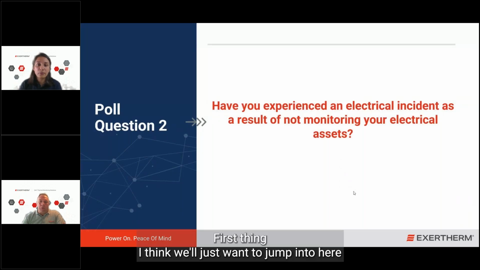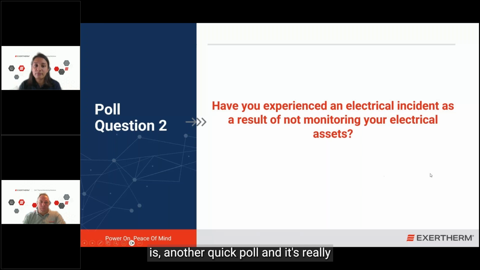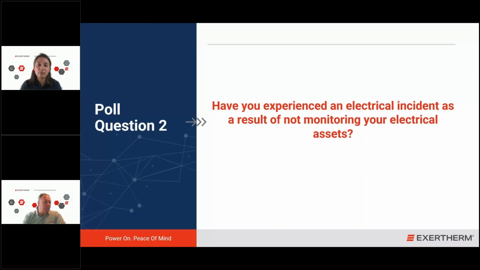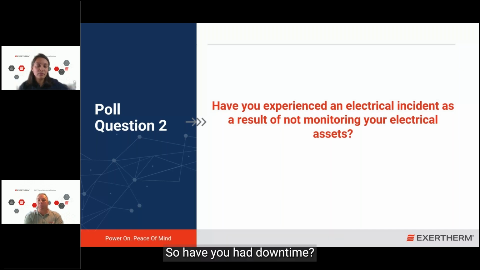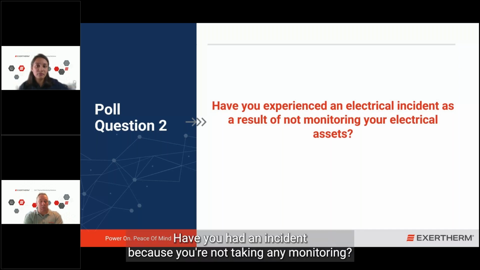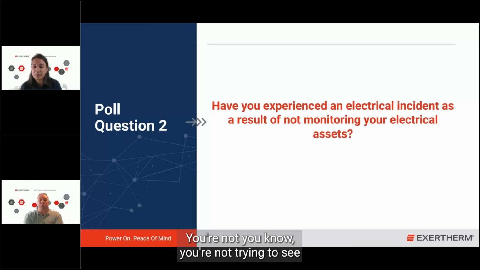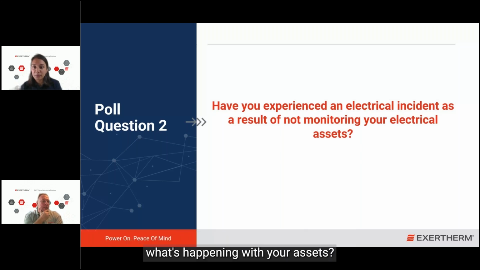First thing I think we'll just want to jump into here is another quick poll, and it's really, have you actually experienced an electrical incident as a result of not monitoring your electrical assets? So have you had downtime? Have you had an incident because you're not taking any monitoring? You're not trying to see what's happening with your assets.